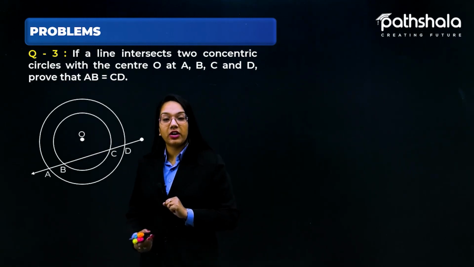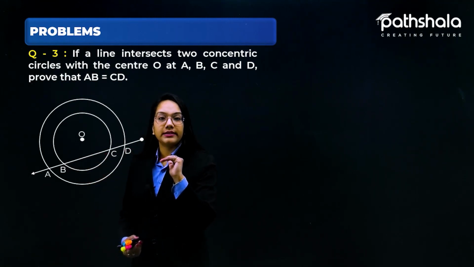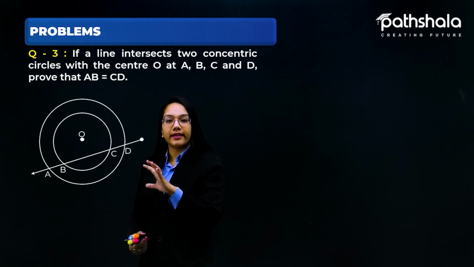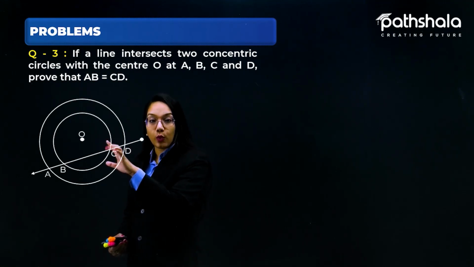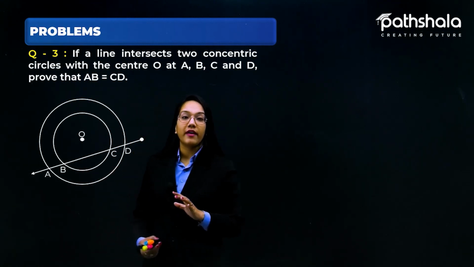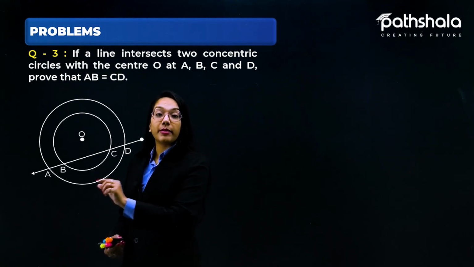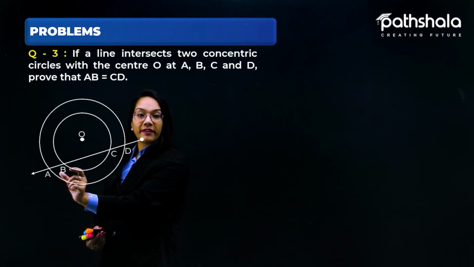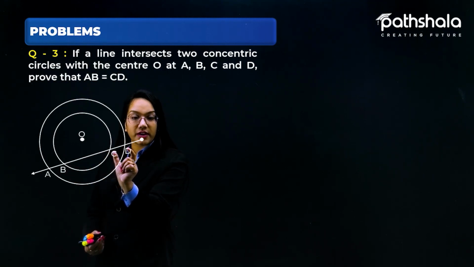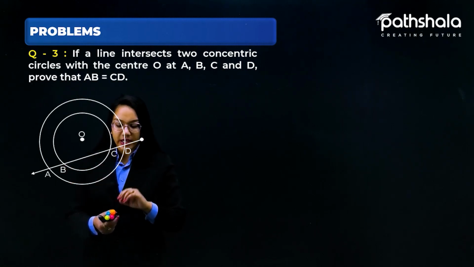And you can see over here that this is a particular line that we have, and this line is intersecting the two concentric circles whose center is O at the particular points A, B, C, D. You can see all by yourself. And now we have to prove that AB is equal to CD. So what is AB? AB is a portion in between these two rings, and CD is a portion in between these two rings, and we have to prove that this portion is equal to this portion. So let's just start with it.